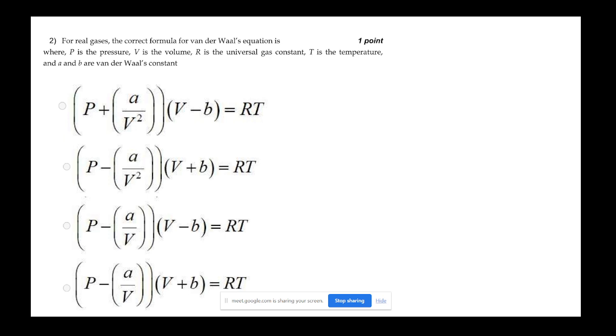Next question is, for real gases, the correct formula for van der Waals equation of state is dash, where these are pressure is P, etc. So the correct form of equation represented here is this. Now, general equation is nothing but PV equals nRT. There is some correction in volume, okay, and some correction in pressure. This is the pressure correction, and this is the volume correction.